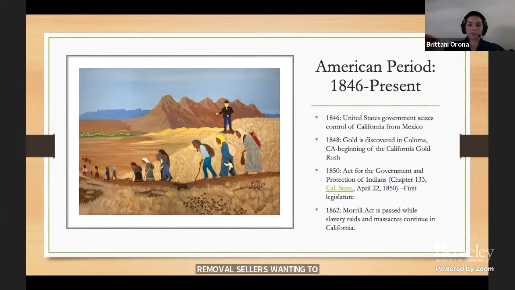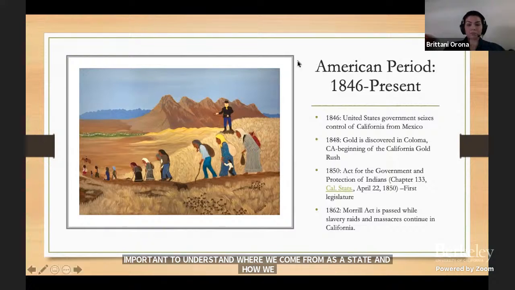And so 460 people made the trek, and then only 277 finished. I tell you this history because I don't think it's often talked about here in California, especially in the context of K through 12th grade schooling. But it's important to understand where we come from as a state and how we can move forward towards land reclamation for tribes.